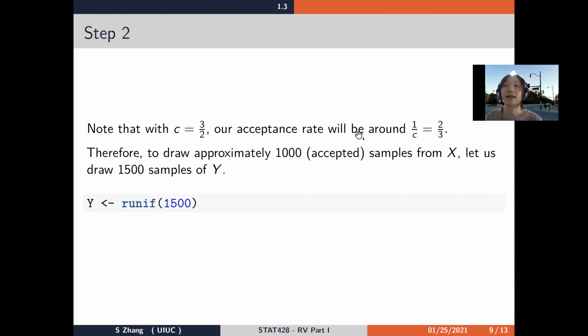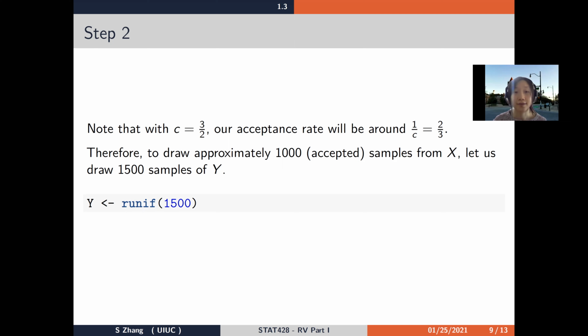Okay, so let's now try to obtain the sample inside R. Note that in step 1, we have already chosen a proposal distribution and have specified a c value. So in step 2, let's draw the samples of the y's from the proposal distribution. But how many samples should we draw if we want about 1,000 samples of x? Should we draw 1,000 y's? Probably not, because we know that some of the y's will get rejected and we cannot use those samples.